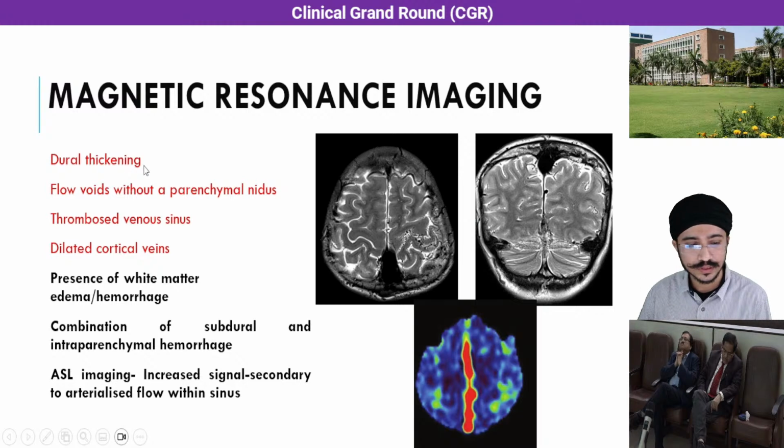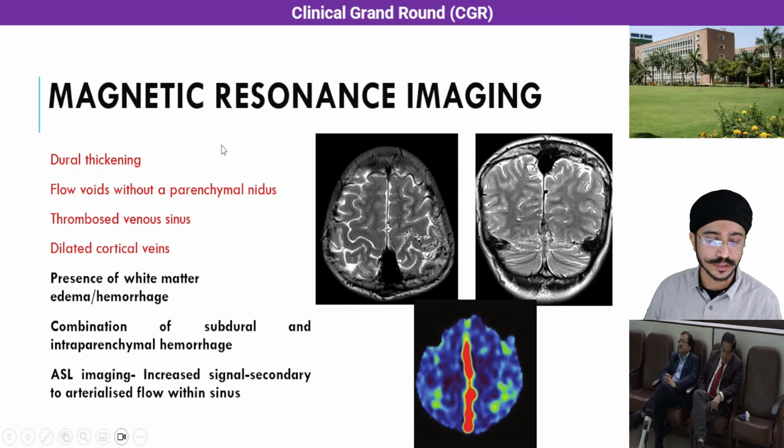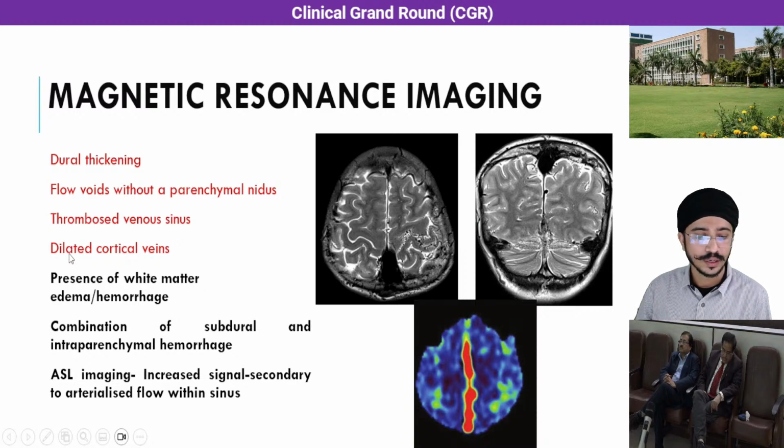Magnetic resonance imaging is the first investigation the patient usually undergoes after CT. Here we can appreciate the presence of dural thickening and flow voids without a parenchymal nidus. A thrombosed venous sinus might be seen on the CEMRV, and dilated cortical veins might be appreciated in a case of a dural AV fistula.